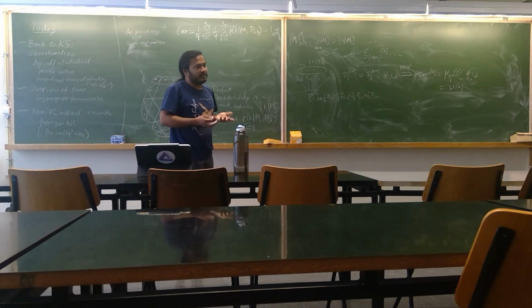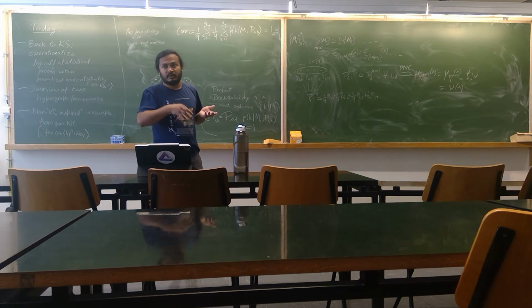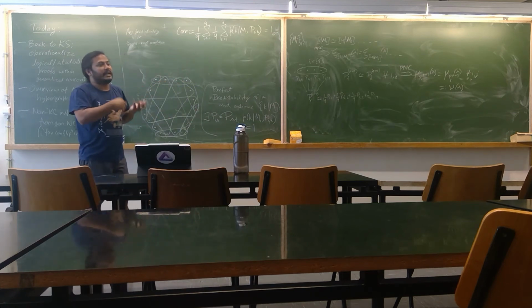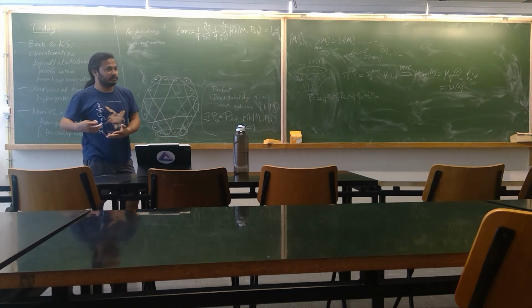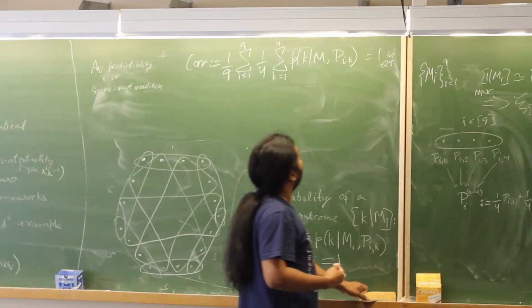But we want to ask, in a non-contextual ontological model, how high can you make this quantity? How predictable can you make all your measurements under the assumption that the ontological model is non-contextual? That's what you're asking.